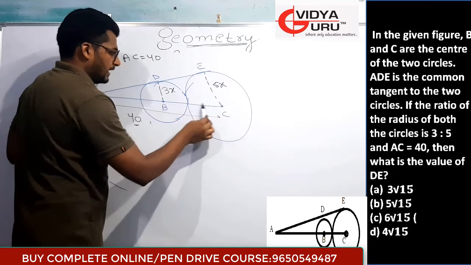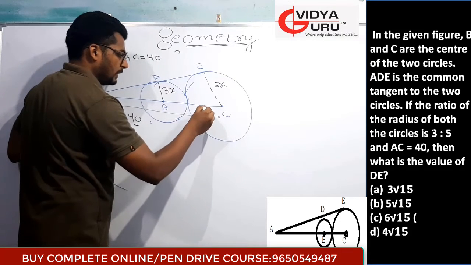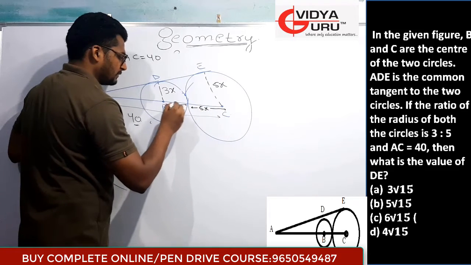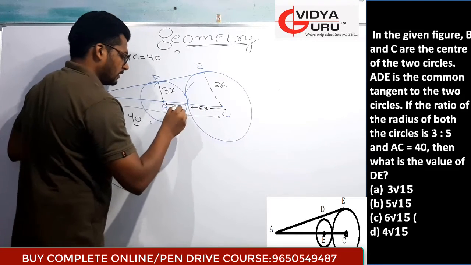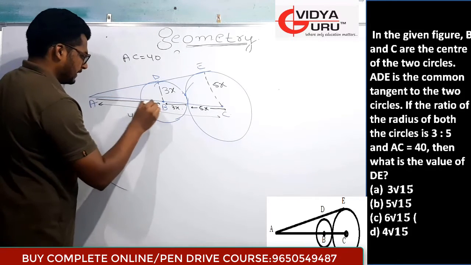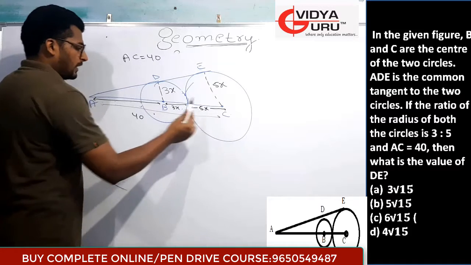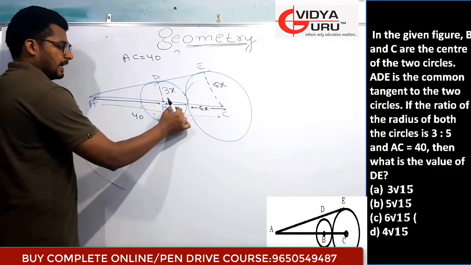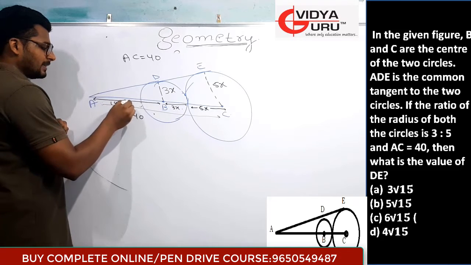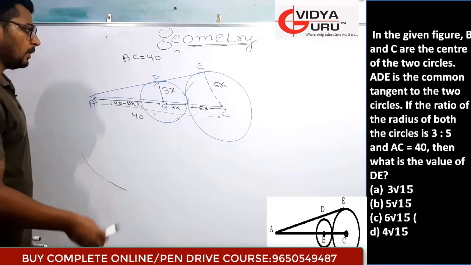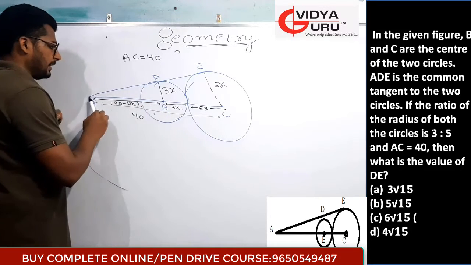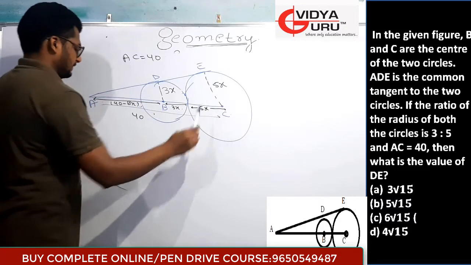This is also the radius of this circle. It will be equal to 5x. And this is the radius of the smaller circle. This will be equal to 3x. If I need to find out AB, AC is equal to 40 and BC is 8x, then AB will be what? 40 minus 8x. Now I am applying similarity in two triangles, ADB and AEC.